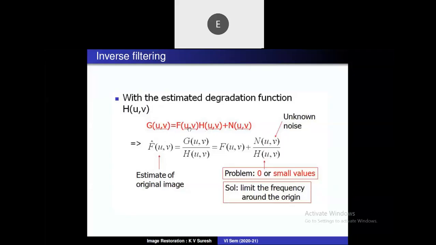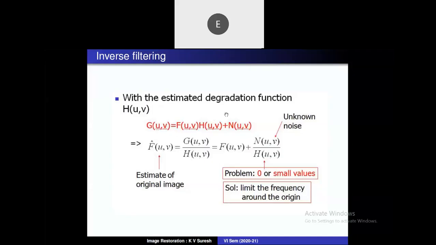Now, the meaning of restoration means I should pass this type of image through an inverse filter, correct? That means whatever has happened here, the opposite of it should be done. That means I should pass it through an inverse filter. So passing it through an inverse filter means this has to be divided by H(u,v).